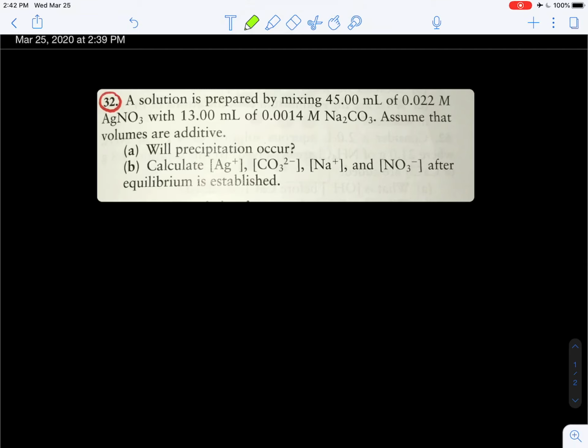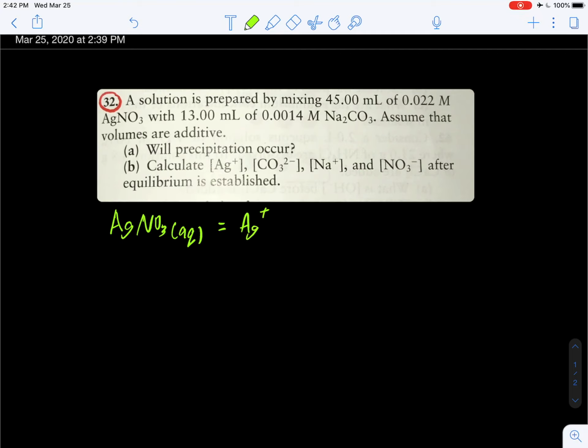Let's look at this practice problem. We're trying to determine part A, will a precipitation occur? Now we've got a 0.022 molar silver nitrate solution. Whenever you see that capital M, it means molarity. It means moles of the substance divided by liters of solvent. And that means that we're talking about an aqueous solution.